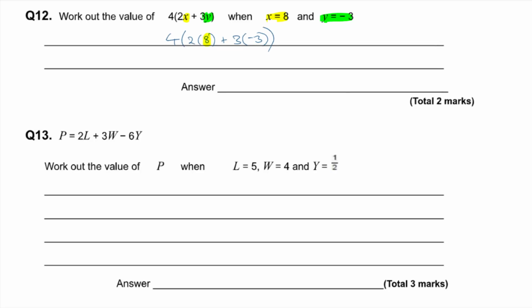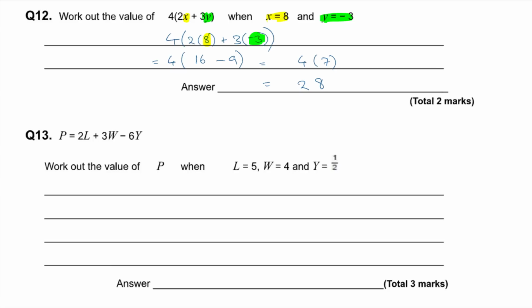This is a 2-mark question. That's the first mark in the bag. Just replacing the letters with the values before you do any calculation, because if you make a mess of the calculation now, at least you've got one of the 2 marks. Okay, right, so let's resolve what we've got here. So I've got 4 lots of, but I've got 2 times 8, 2 times 8 is 16, plus 3 lots of minus 3, which is minus 9. Okay, so that's 4 lots of 16 minus 9, but 16 minus 9, that is 7, isn't it? So I've got 4 lots of 7 in the bracket, and 4 lots of 7, that's equal to 28. That's going to be my final answer.